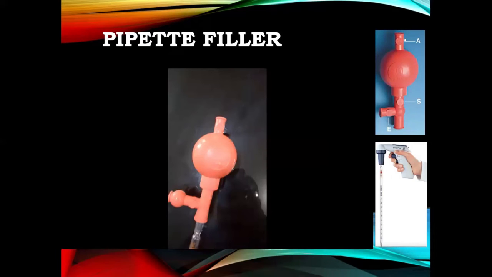So there are 3 points that should be pressed during the operation: A, S, and E. E means empty or eject. I should start with A. When you press the A and you squeeze this bulb, air is released from here. So actually A is for air. When you press it and squeeze the bulb, it will be empty.